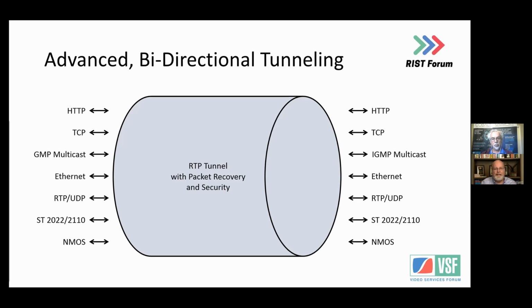So the idea here, again, with the bidirectional tunneling, is that we have an RTP tunnel. So it's very low delay. We have packet recovery, so it's very reliable. And we have security so that all this information is encrypted. And you can see all of the different types of protocols that we can push through this tunnel bidirectionally. Even unidirectional flows can go through this tunnel in one way or the other, or both ways simultaneously.